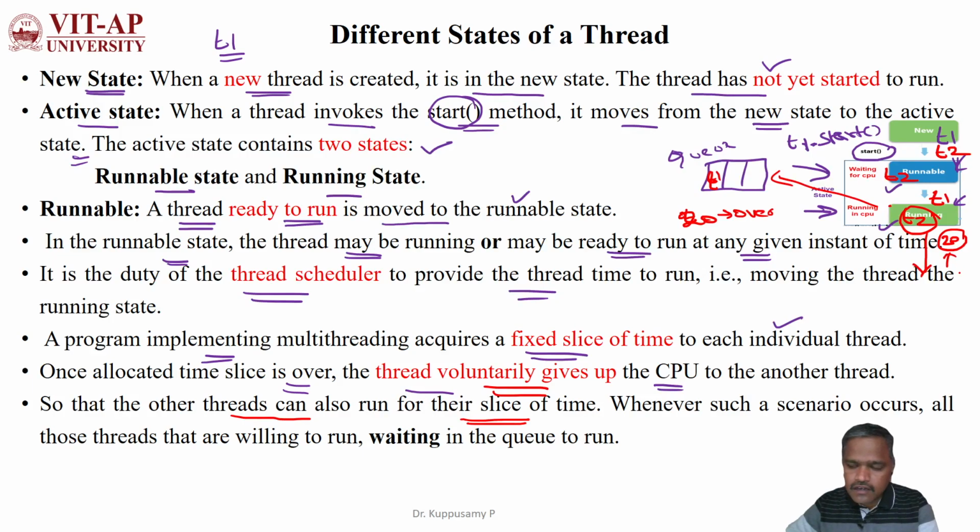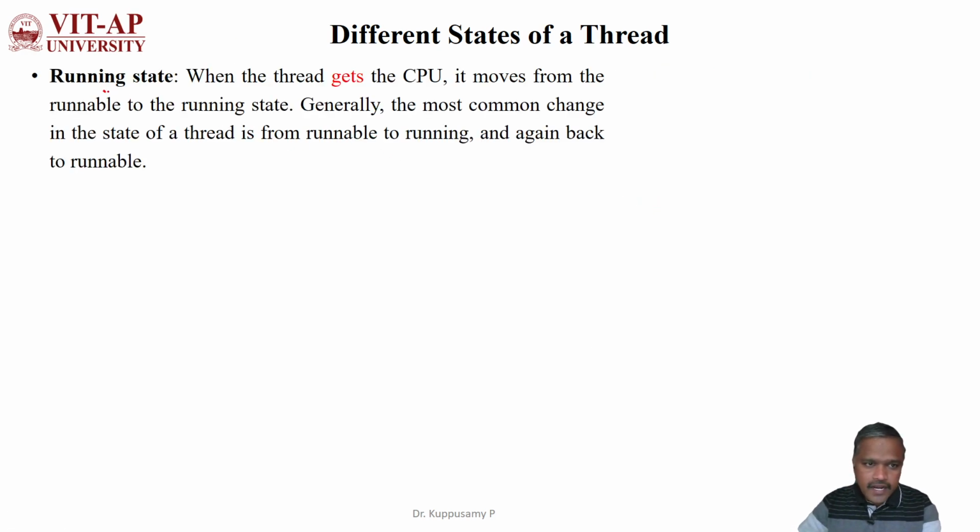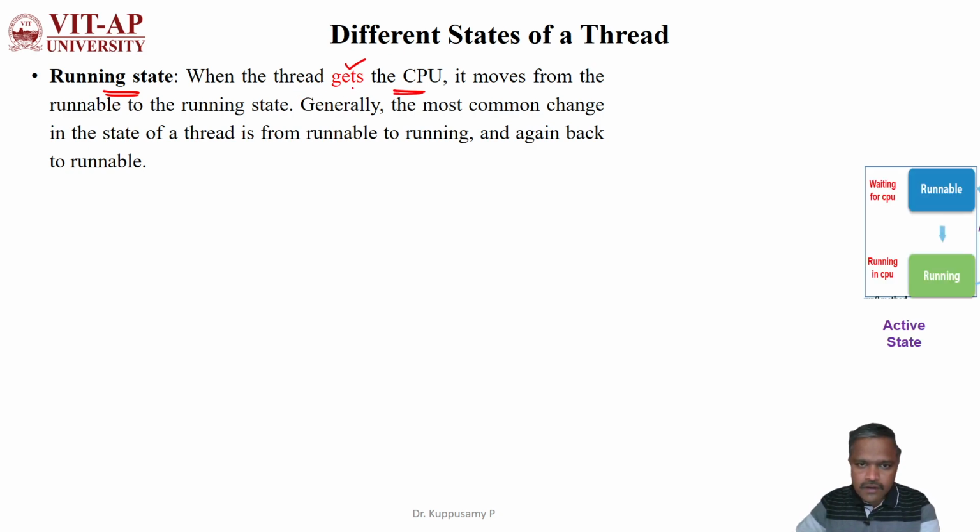If it is not executed within the 20 milliseconds, I mean 10 seconds, then again it will be kept in the queue, and T1 will get a second turn to resume its execution. It will continue the execution. Like that, threads voluntarily give up the CPU once they complete their allotted time slice. Whenever such a scenario occurs, the threads that are willing to run will be kept in the queue based on this approach. The running state is where the CPU is allotted to the thread.